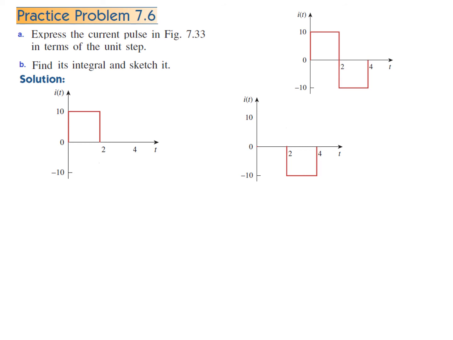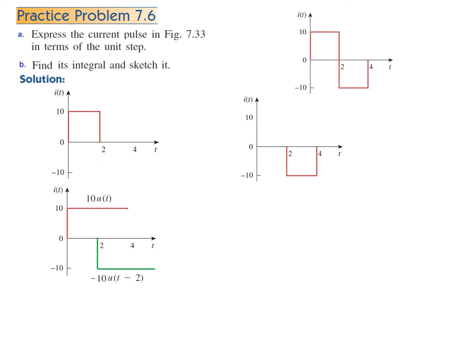So for ease of understanding, I'll break this into two parts separately. This is one gate pulse, and this is another gate pulse. Now we can easily draw, as in the previous slide we did. We draw 10 u(t) for this part, and then we have to terminate this at 2, so we draw another one in the negative direction, negative 10 u(t-2). These two will get cancelled, so we'll get this curve from here.